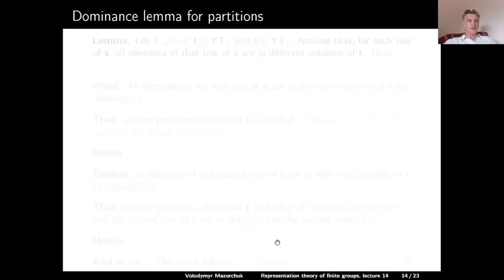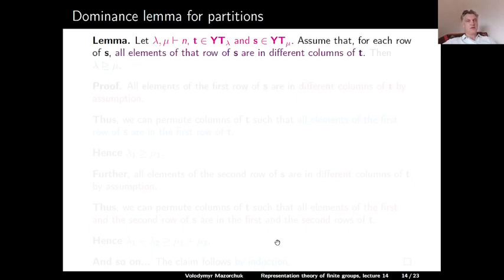Okay, and an important property of the dominance order is given by the so-called dominance lemma for partitions. Let lambda and mu be two partitions of n. Let T be a Young tableau of shape lambda, and S be a Young tableau of shape mu. Assume that for each row of S, the elements which are in that row of S are all in different columns of T. Then lambda dominates mu.